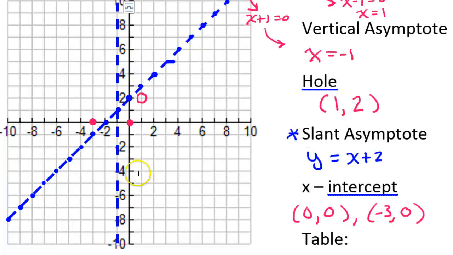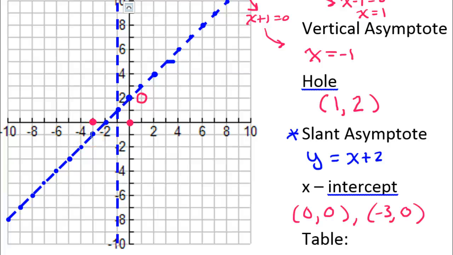Now, students will often ask me, how do I pick the points? How do I know what points to plot? And the real answer is, you should just plot as many points as you can. Just plot a bunch of points. I mean, the graph itself is only so big. So you should just plot a bunch of points until you run out of room.